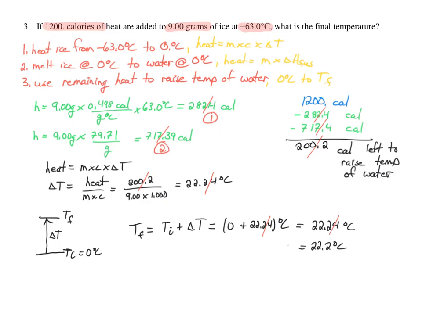So both of these values are subtracted from the supplied amount of heat to get the amount of heat that's left over that can be used to raise the temperature of the water. So now we can calculate our delta T, the heat divided by mass and specific heat of water, and now we're dealing with liquid water. And this delta T is added to our initial temperature to get the final temperature of the water.